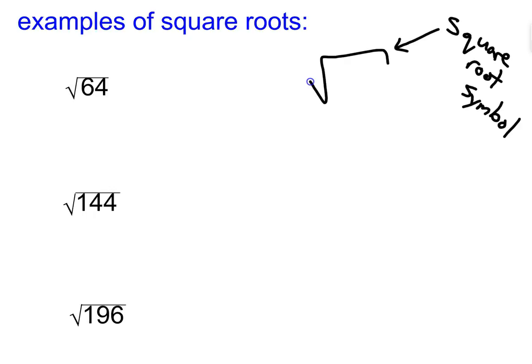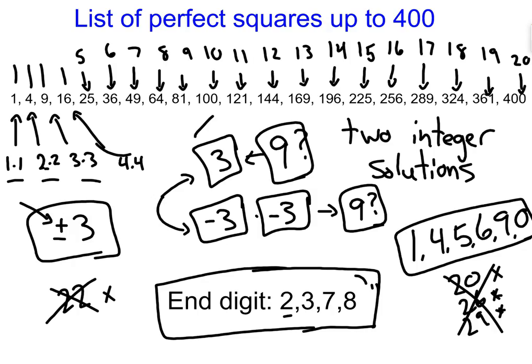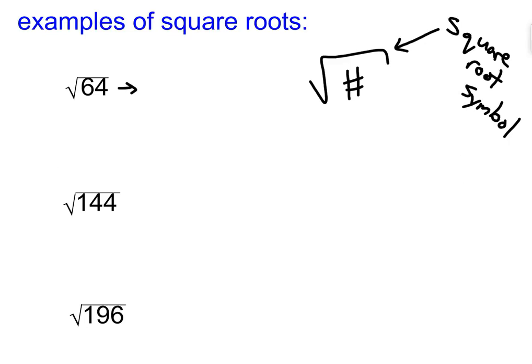It is an operation. It is a grouping symbol, and it's asking you the question, what number multiplied to itself gives you the number on the inside? So for example, to the left, the square root of 64. So it's asking you what number times itself gives you 64. You could go back to your list and say, well, there's 64, so the number must be 8. And that is a very good use of that list.